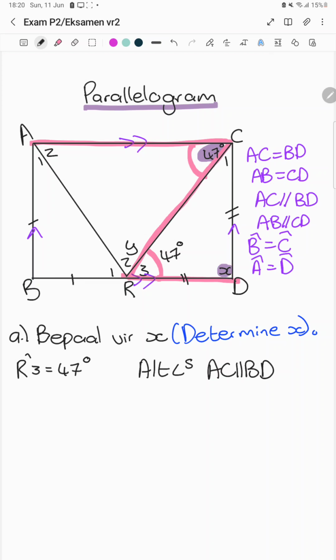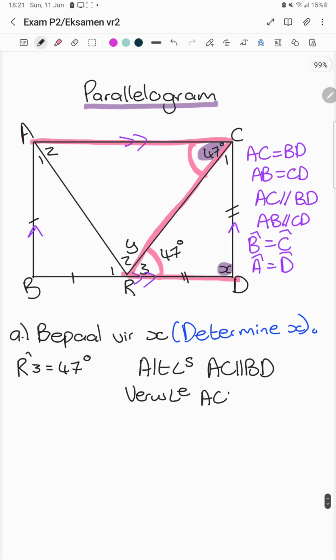Okay, so omdat ek 'n Z het, sal dit wees verwisselende hoeke. En jy moet sê wat se twee lyne is parallel of evenwydig. So dit sal wees AC is evenwydig aan BD. Alright, so now we know that this is 47.